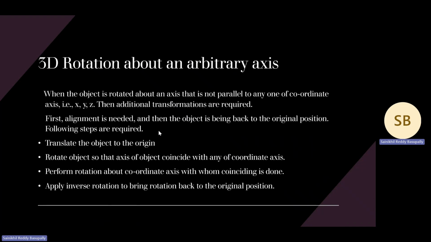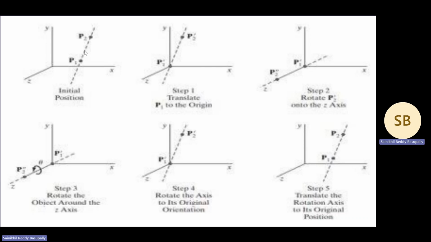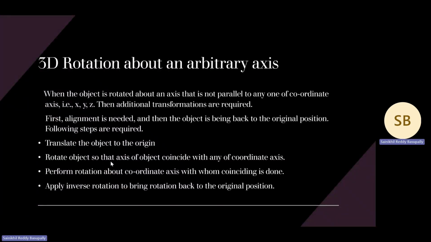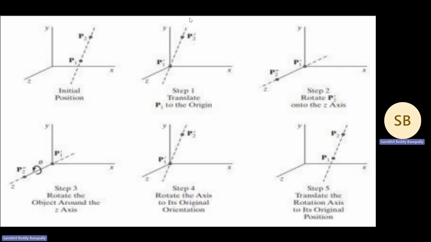So to rotate an object around an arbitrary axis, first translate the object to the origin. As we can see in the first picture here, we need to translate this object to the origin in step 1. In the next step, we need to rotate the object so that the axis of the object coincides with any one of the coordinate axes. After moving it to the origin, we need to make sure that it aligns with one of the coordinate axes, which can be either x, y, or z.